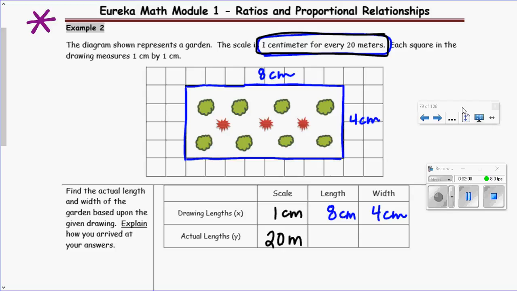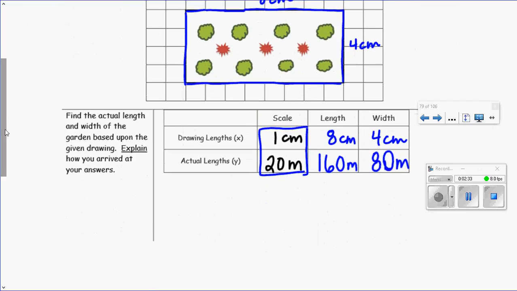Now, I know that you can do this, so just pause it. Go ahead and figure out the real life length and the real life width using this scale that's provided, 1 centimeter to 20 meters. So each centimeter on the small one is 20 meters in real life. Pause it, write down your answers. Okay, did you get 160 meters for the length and 80 meters for the width? Hopefully you did, and how did you get that? Write a sentence explaining how you got that. Here's what I did. I multiplied the drawing length in centimeters.